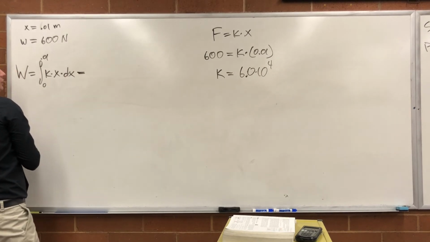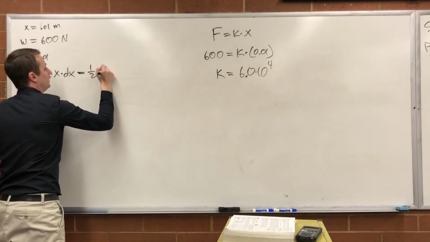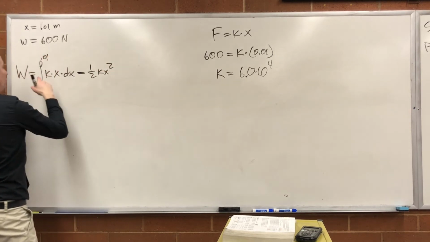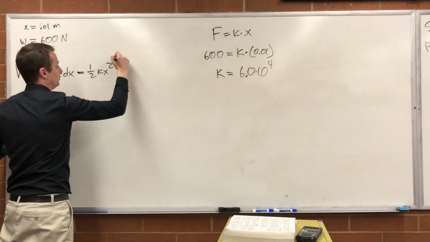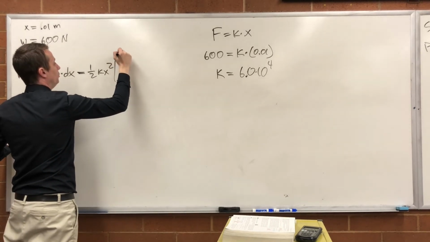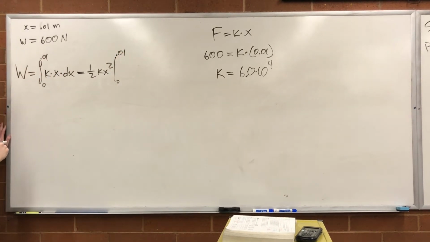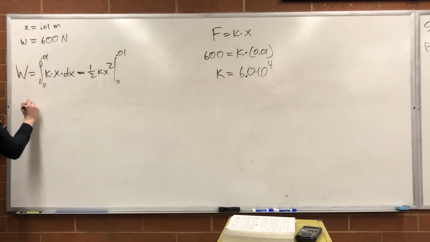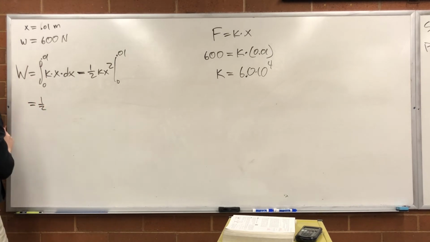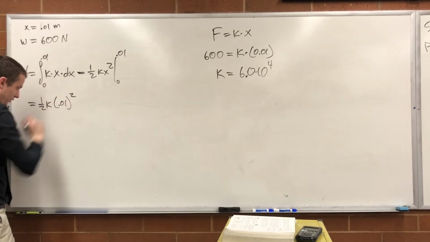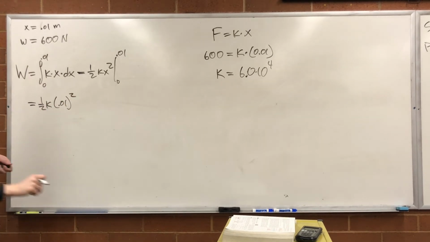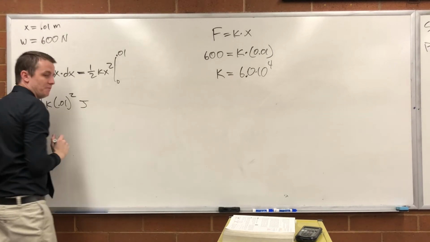So then this is going to be equal to 1/2 kx squared. When we plug in the 0, it'll just be 0, so we don't need to worry about that. Well, sorry, let's do this first: evaluated at 0.01, which is equal to 1/2 k times 0.01 squared, in joules.